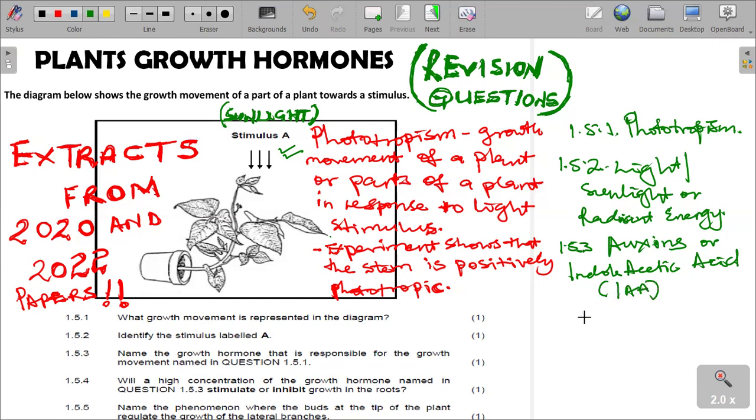So if you give it like this, you are still correct. If you say auxins, you are still correct. And you can also be precise to say that it is indoleacetic acid. And then 1.5.4.